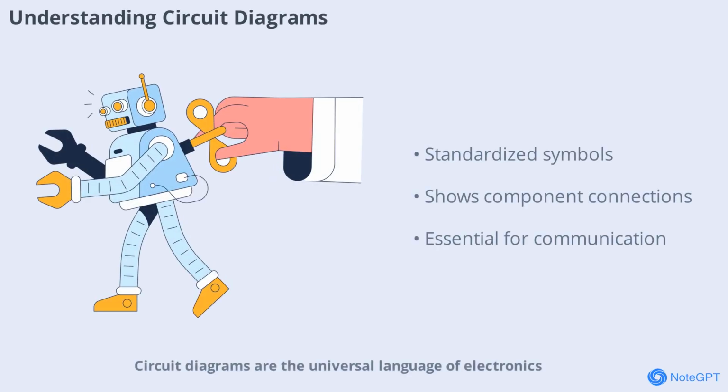Circuit diagrams are the universal language of electronics. They use standardized symbols to represent components and show how everything connects. Learning to read and draw circuit diagrams is essential for anyone interested in circuit design. These diagrams help designers plan, troubleshoot, and communicate their ideas clearly. As we progress, we'll look at some common symbols and how to interpret them in real-world design.